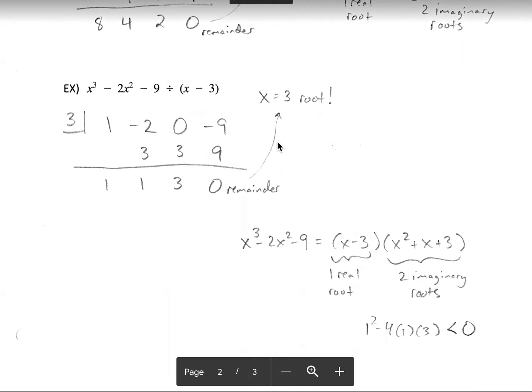And one more, doing the exact same thing. We get a similar result. We find that when we divide using what could potentially be our zero, or the opposite thereof, 3, we get a 0 remainder, meaning that in fact x equals 3 is an x-intercept or a root. Looking at the graph, though, we can see that there is only one real one. So our result here of x squared plus x plus 3 is going to give us 2 more imaginary roots. And again, you can check that discriminant or the graph to verify.